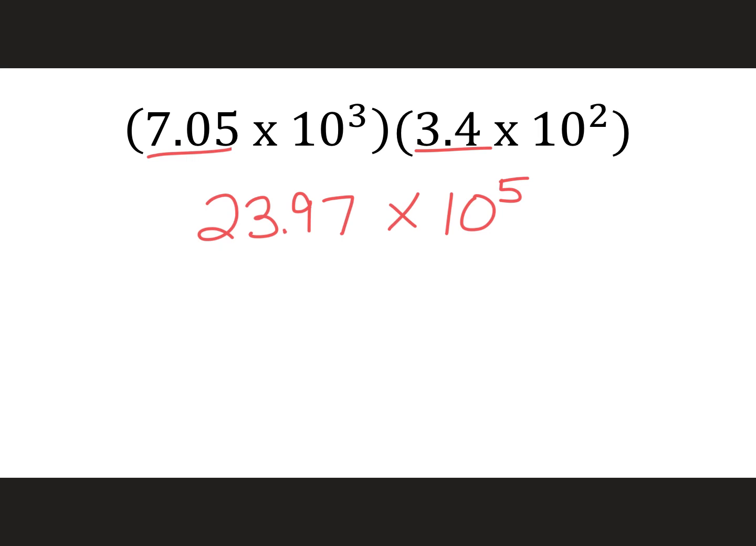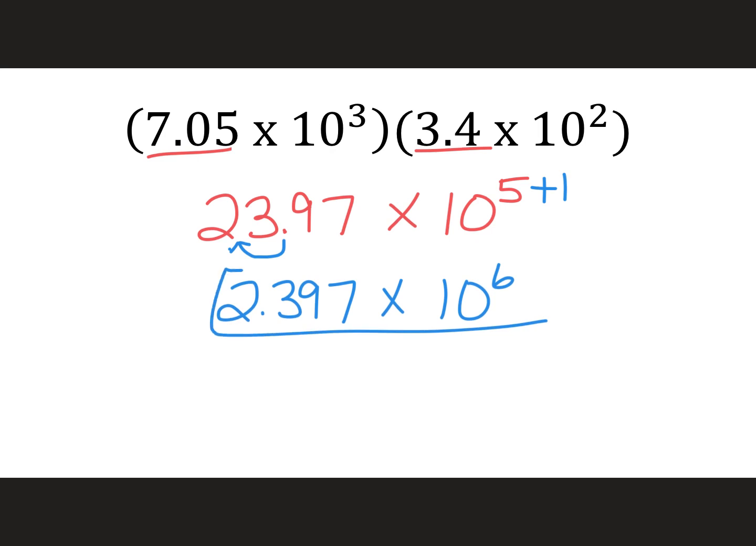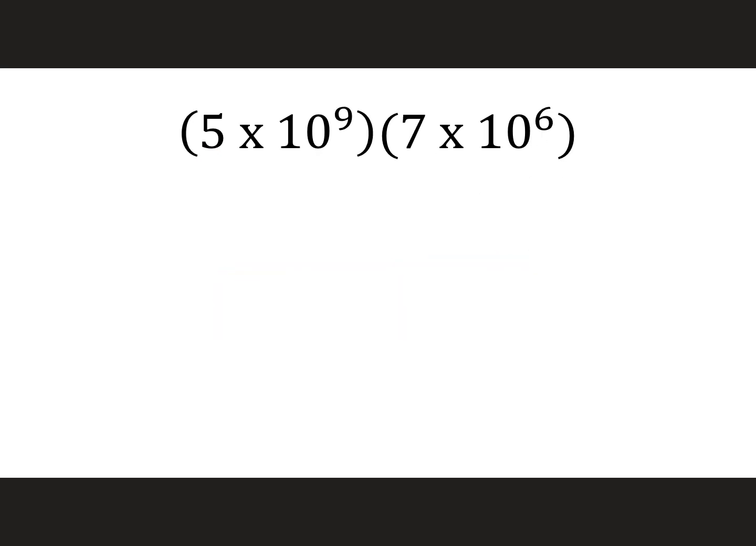So I'm going to go ahead and erase that and then show you this. This is from the other video if you watched the intro video. I'm going to move the decimal one in to make that number smaller. Instead of 23.97, it's going to be 2.397. And since I made that number 1 smaller to keep it balanced, I'm going to make the exponent 1 bigger, times 10 to the 6th. And that is my final answer. Your turn. Stop the video and try this and then come back.